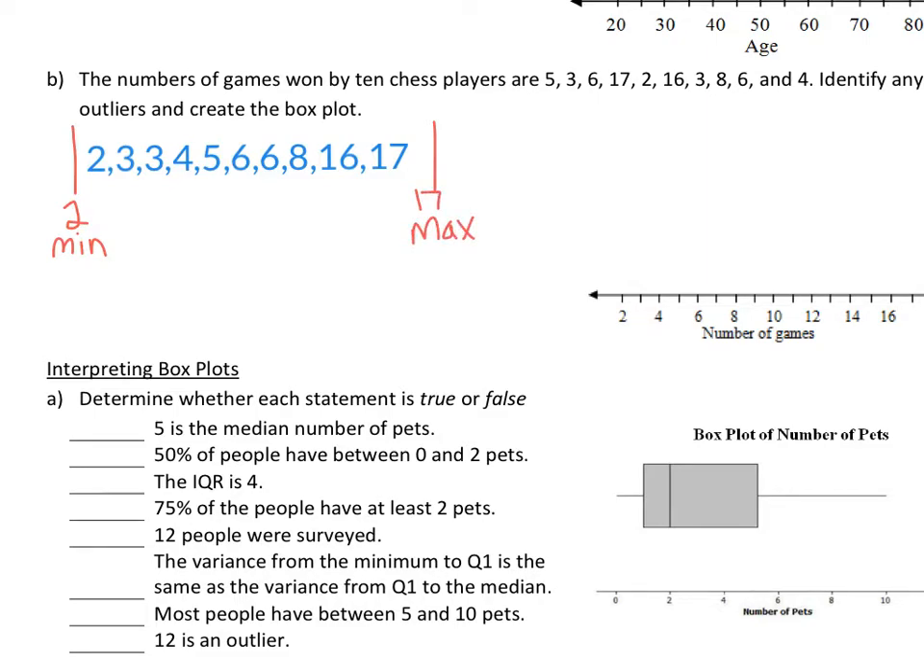To find the median, I need to find the middle number. Well, there are 10 numbers, so it's going to be between the 5th and 6th digit, which is right here. Between 5 and 6 is 5.5, which is our median. To find our first quartile, I need to find the center of these 5 digits on the left, which happens to be this 3. So this is quartile 1. And same on the other side, the middle of these 5 digits is 8, which is our quartile 3.